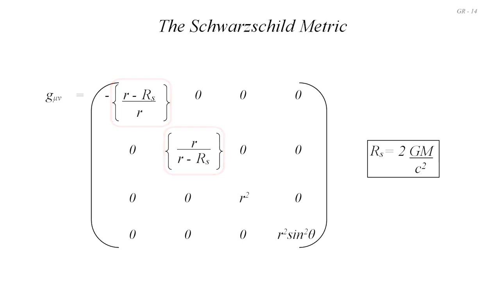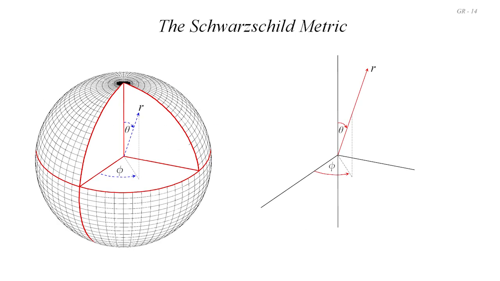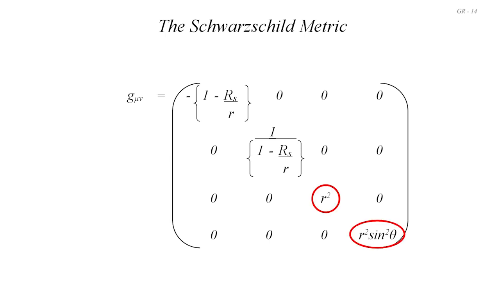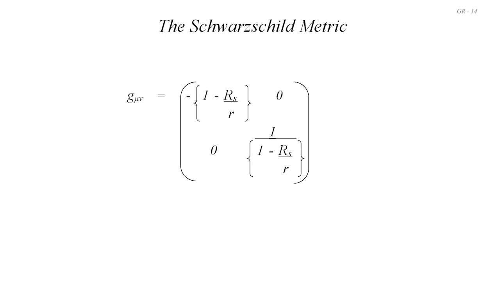And we discussed the fact that this metric was based on the use of spherical polar coordinates, and that only the radial and time dimensions have actually been curved by this non-rotating, uncharged black hole. This means that as there is spherical symmetry to this whole situation, and that these last two entries do not reflect any curvature of the actual space, then we can work with this much simpler two-dimensional metric tensor, with or without the rs replacing the 2GM over c squared.